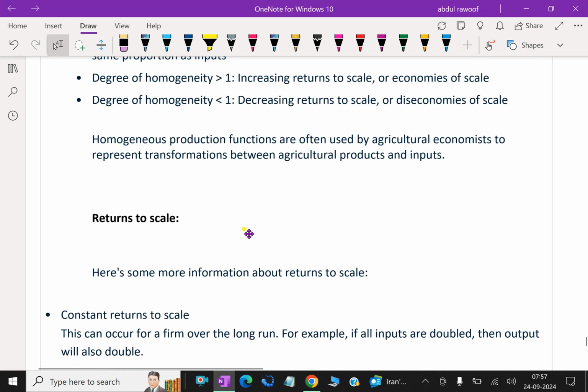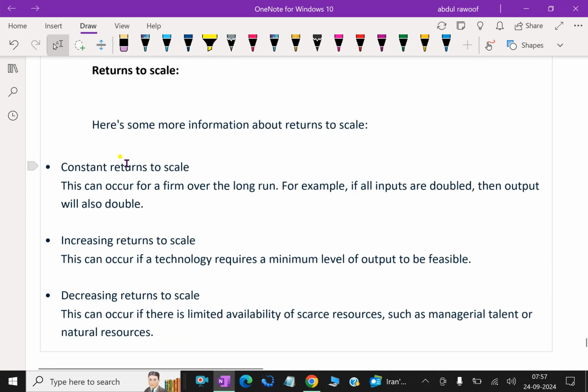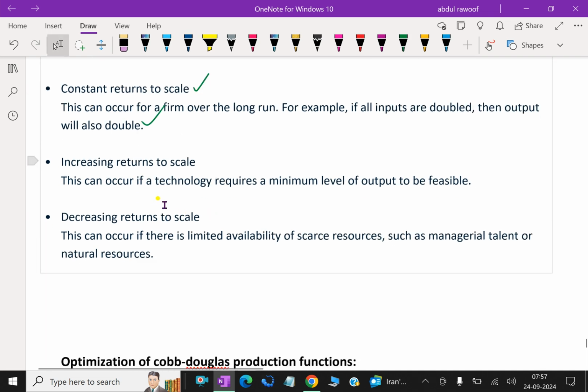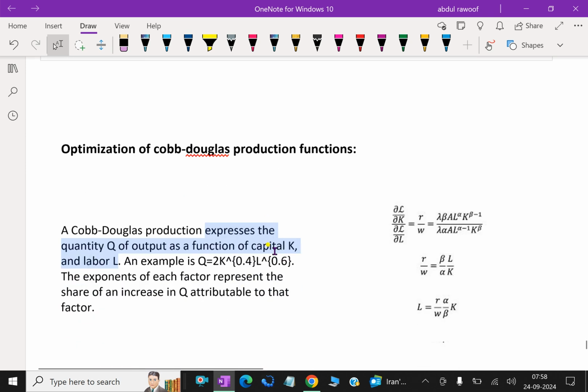Next one, returns to scale. What is that? Here is some more information about returns to scale. Constant returns to scale. What is that? This can occur for a firm over the long run. For example, if all inputs are doubled, then output will also double. Increasing returns to scale. This can occur if a technology requires a minimum level of output to be feasible. Decreasing returns to scale. This can occur if there is limited availability of scarce resources such as managerial talent or natural resources.